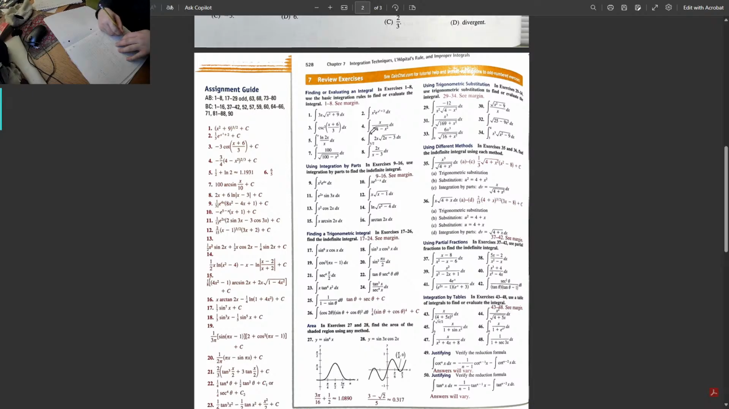Alright, let x equal 3. 3 minus 8, -5. -5 equals 5a. A equals -1.